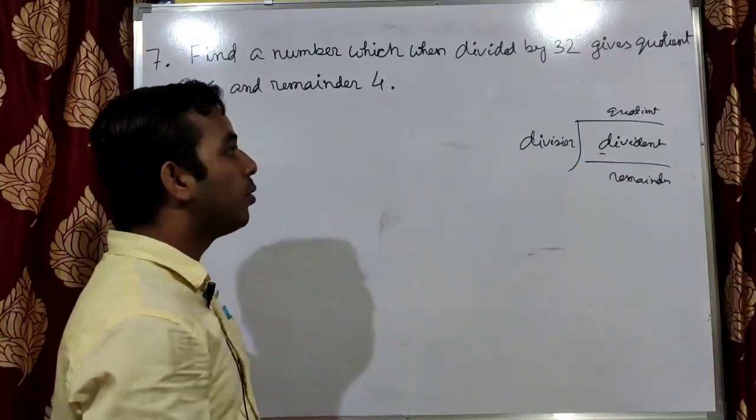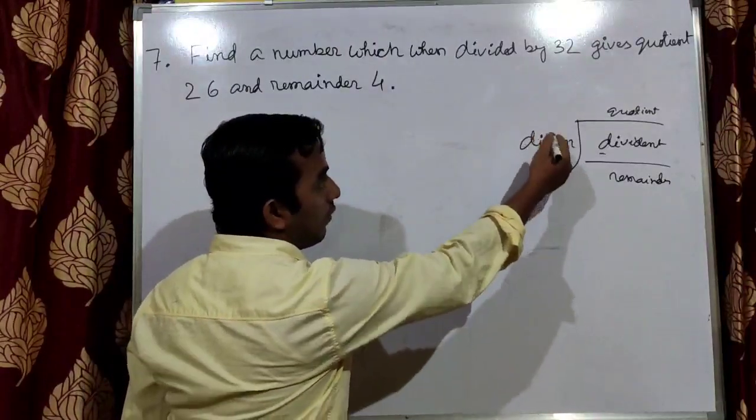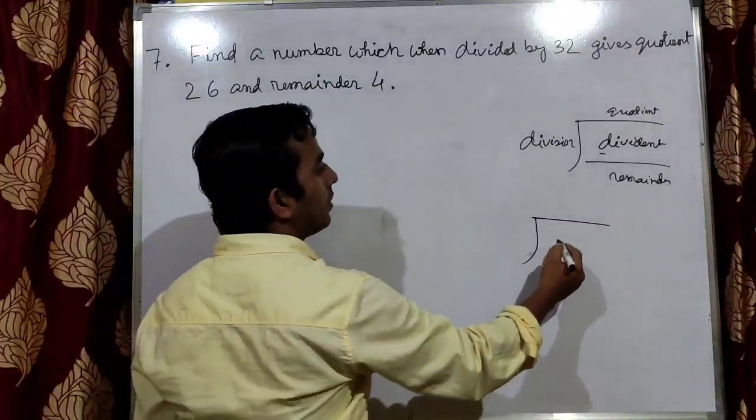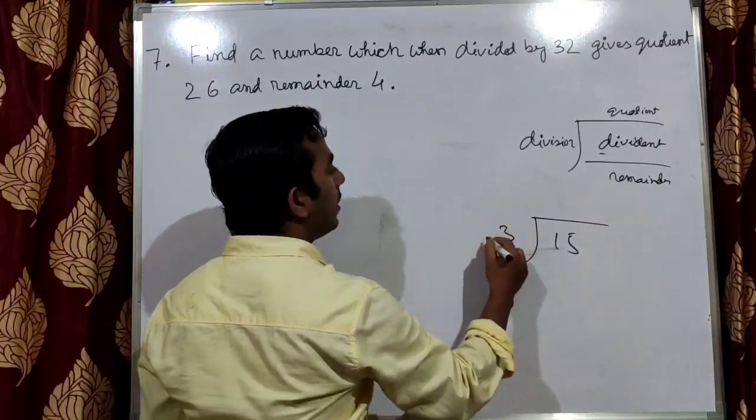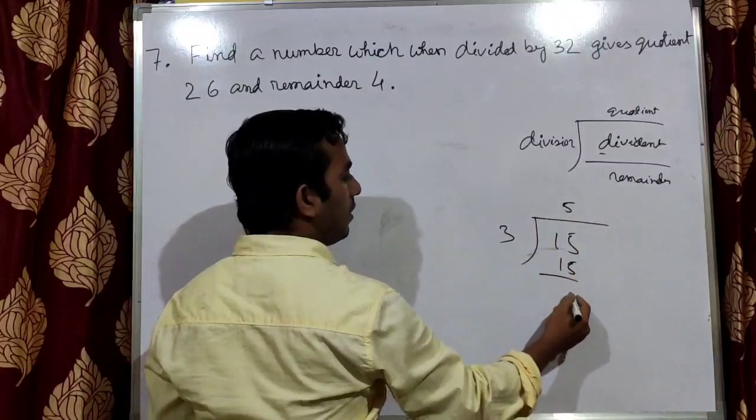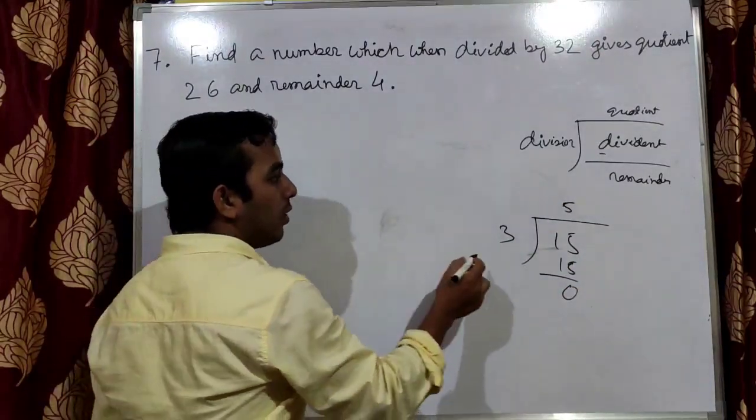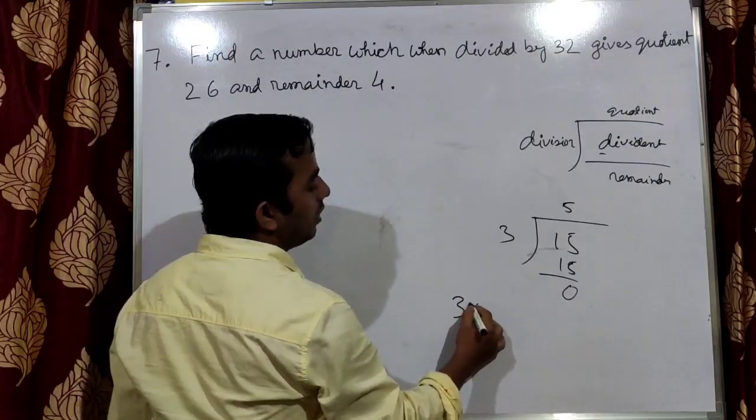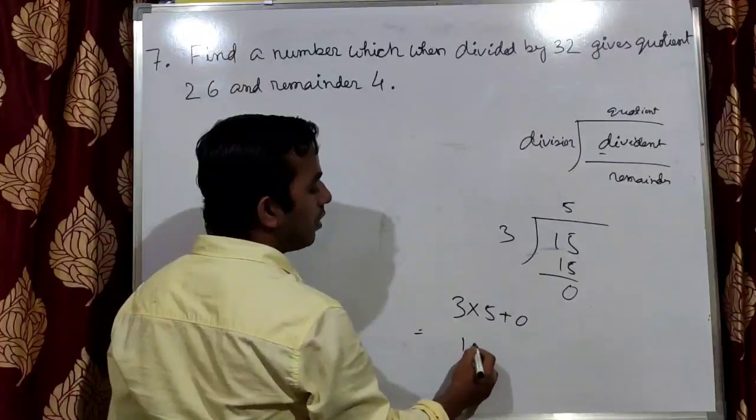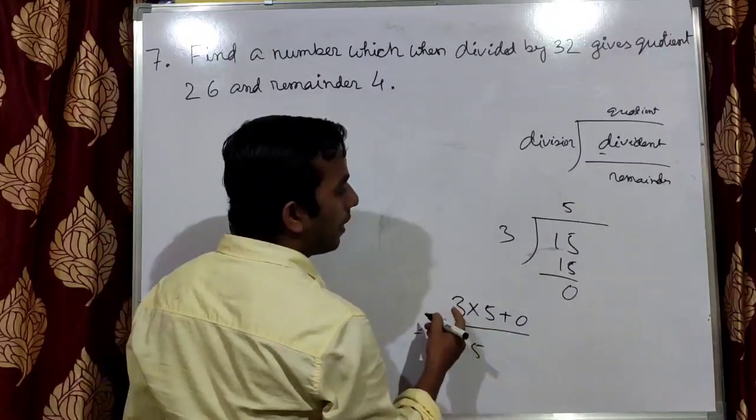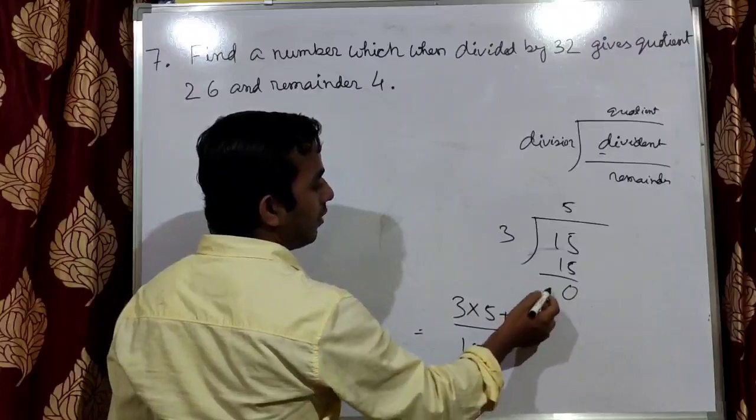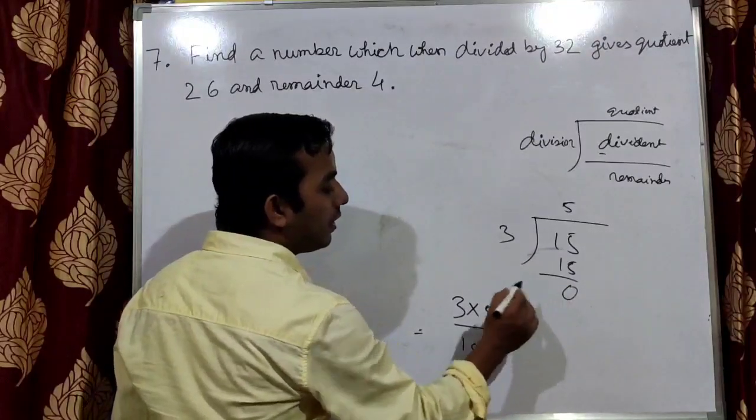In our previous class I told you that we can write, for this let me take one example. Suppose 15 is divided by 3, the quotient is 5. So 3 into 5 is 15, remainder 0. Now look, can we write 15 as 3 into 5 plus 0? 3 into 5 is 15, and 15 plus 0 is also 15. That means what we have done is multiplied the divisor with the quotient, and then added the remainder.